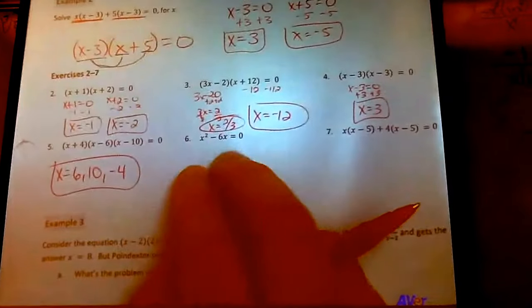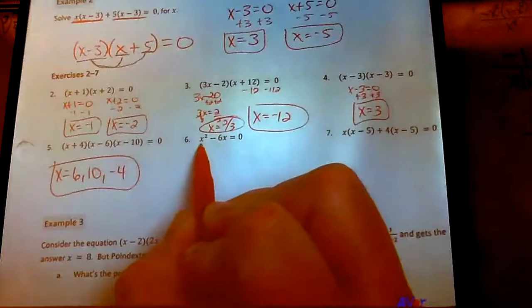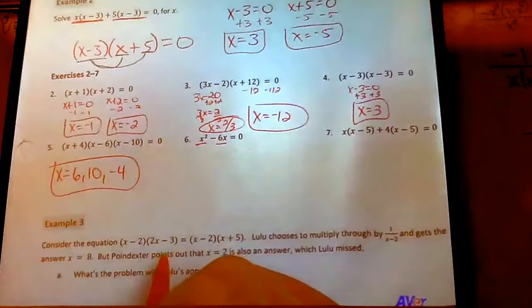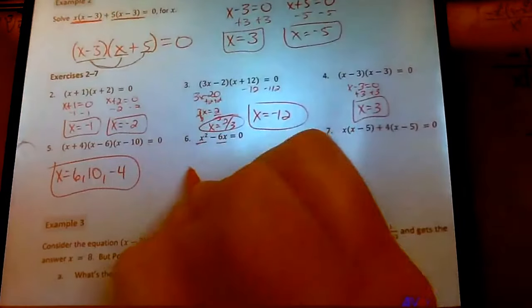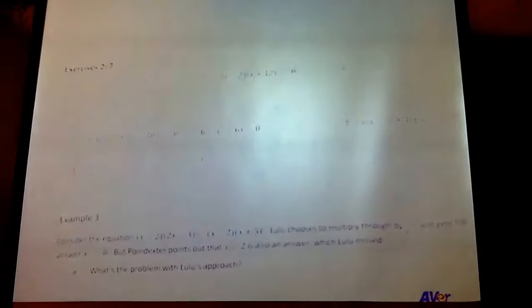All you do is you go like this. What do these two terms have in common? They both have x. Write that down. X.